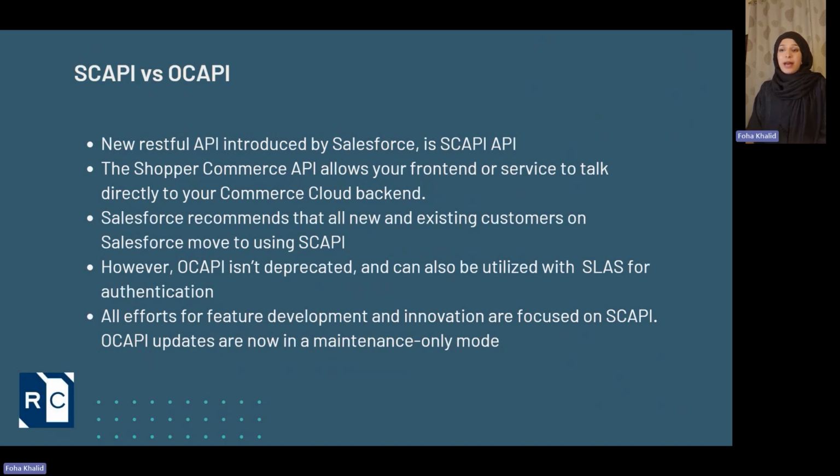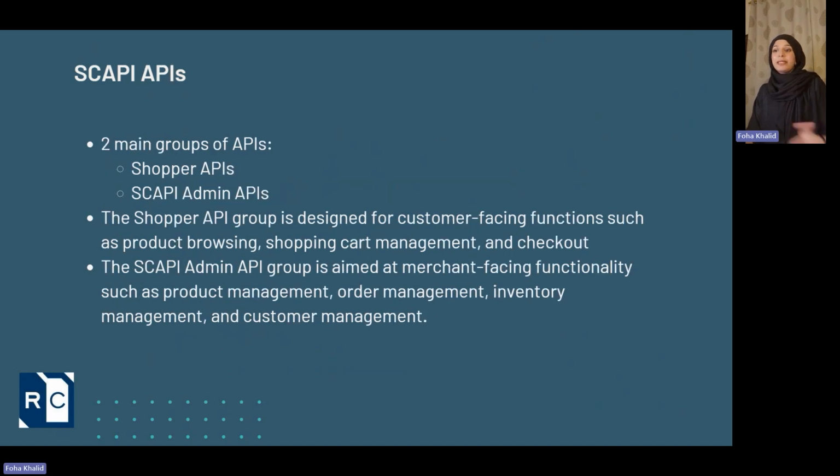SCAPI, just like OCAPI, has two main groups of APIs, and they're basically the Shopper API and the Admin API. The Shopper API is designed mainly for customer-facing functionalities. So anything that includes adding to your basket, browsing, shopping your cart, anything that's related to checkout, something that your shopper or your end user would be doing, is covered by the Shopper API. And your Admin API is more aimed at merchandising, so your catalog, your inventory, taking care of order management, all of that is covered with the SCAPI Admin API.